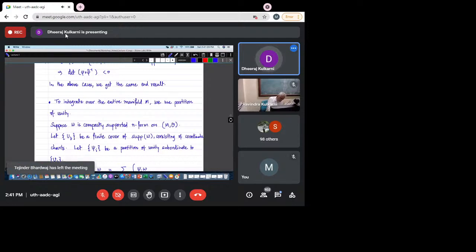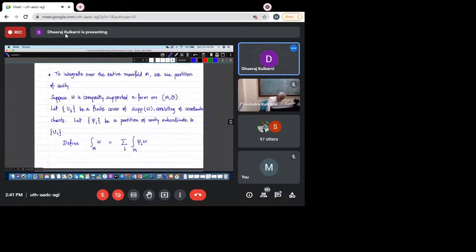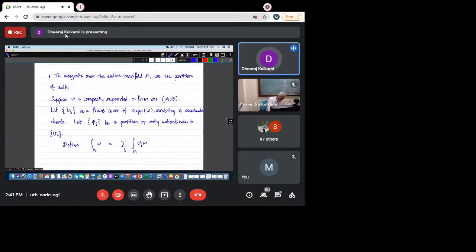So suppose you have a compactly supported n-form on (M, O). Let U_i be a finite cover of the support consisting of coordinate charts, and here you consider a partition of unity, a smooth partition of unity subordinate to this cover U_i. We don't have to bother about what happens outside the support because integral of omega outside the support, we will define it to be 0 for obvious reasons.